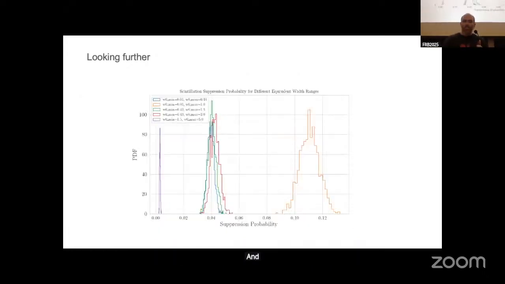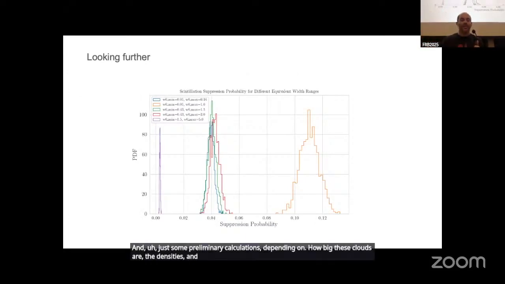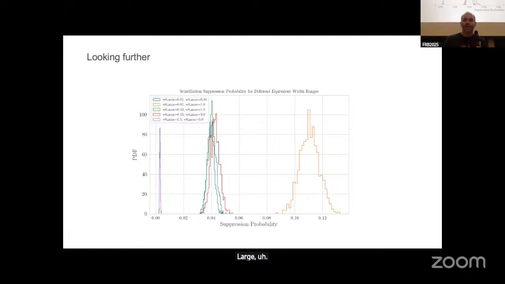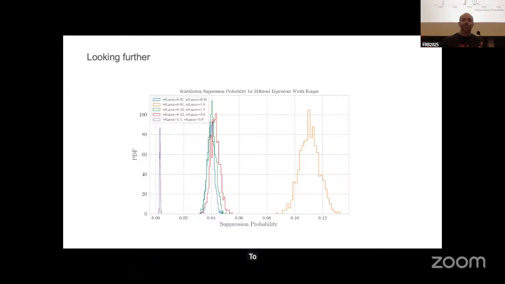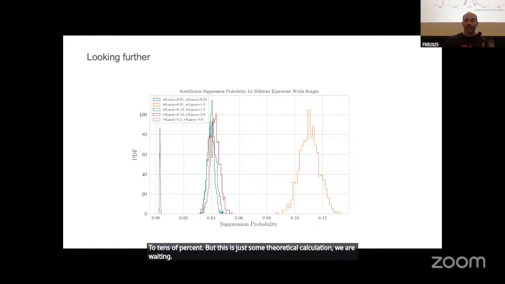And just some preliminary calculations, depending on how big these clouds are, the densities, and the equivalent width of the magnesium-2 absorber systems, a large amount of data in the literature, we can see that we expect suppressions that go from a few percent to tenths of a percent. But this is just some theoretical calculation. We are waiting for the data.